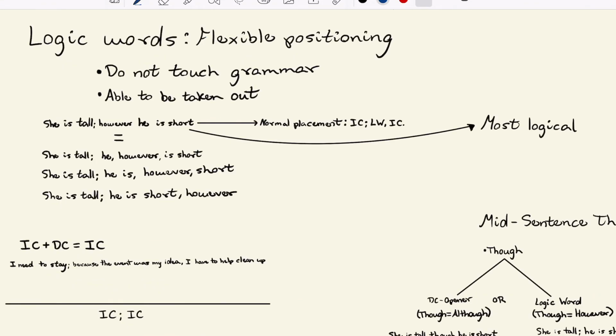Logic words have flexible positioning because they do not touch grammar and they are able to be taken out of the sentence. In this sentence, she is tall, however, he is short. However is the logic word, and it is placed in between two independent clauses. However, this sentence can be written differently. She is tall, he, however, is short. She is tall, he is, however, short. And she is tall, he is short, however. All these sentences are grammatically correct, but the first sentence, in which the logic word is placed in between two independent clauses, is the most logical and most preferred.